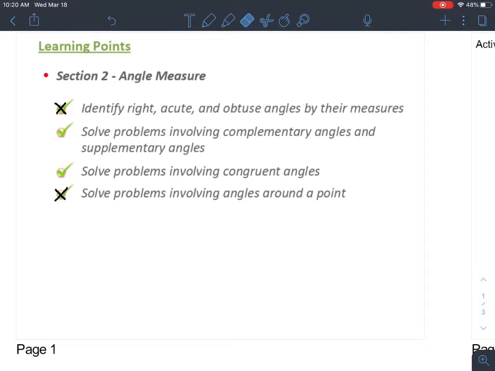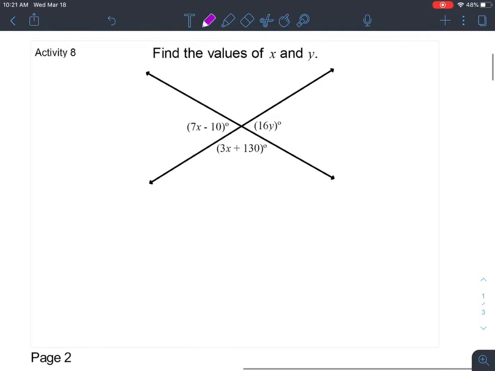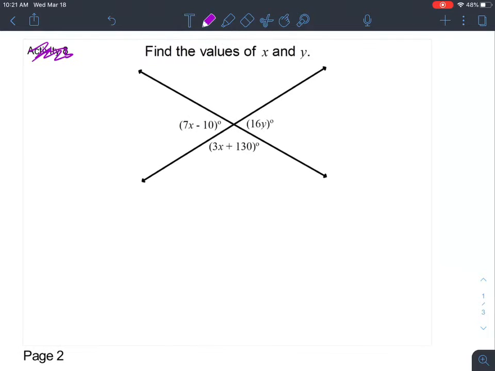Hi everybody, in this lesson we're going to finish up section 6.2 where we are going to cover complementary and supplementary angles, and then we will also talk about congruent angles. Before we get into that then, I just wanted to show you this. I know it says activity, let's ignore that.